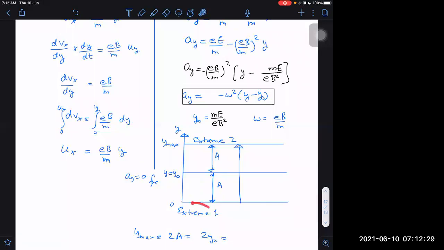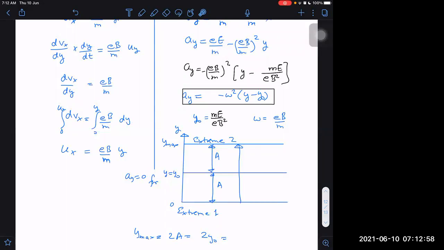Amplitude will be from one extreme to the other extreme distance. And that distance we can get once we know what the equilibrium position is. How do I know the equilibrium position? The equilibrium position is nothing but when Ay is 0. And Ay is 0 for which value of y? For y equal to y0, which is me by eb square. It means y equal to y0 is the equilibrium position.